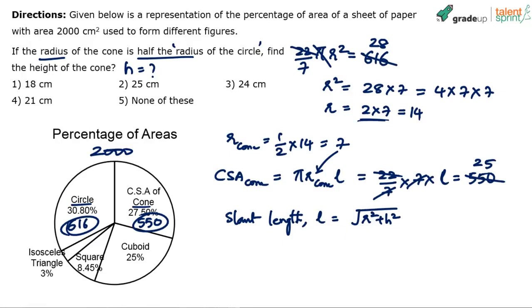Can you not find out H very easily? So, substitute. Take square on both the sides. What do we get? We get L squared equals R square plus H square. So, I can say H square equals L square minus R square.